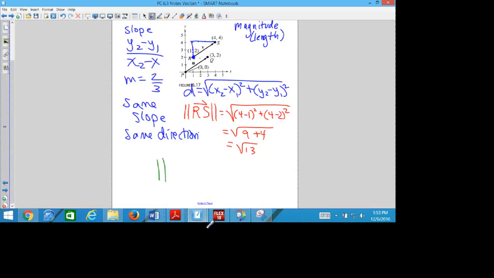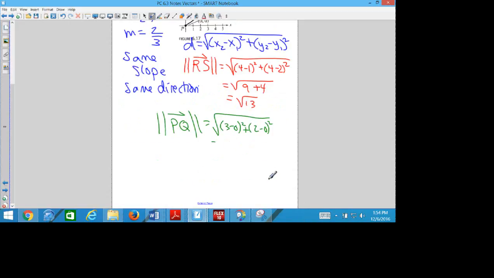We also have to find the magnitude of vector PQ. You're going to do the exact same thing and use the distance formula. This one's a little bit easier because of 3 minus 0 and 2 minus 0. And once you find out that they're both exactly square root of 13 long, then you know that they have the same magnitude. So these are equal vectors.